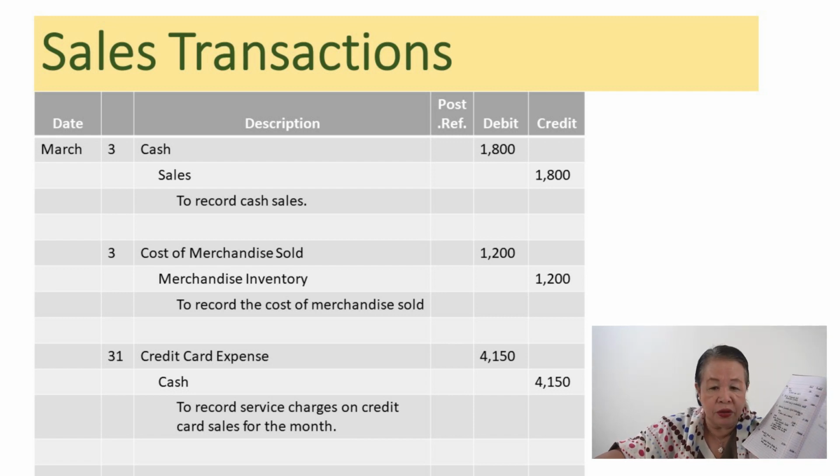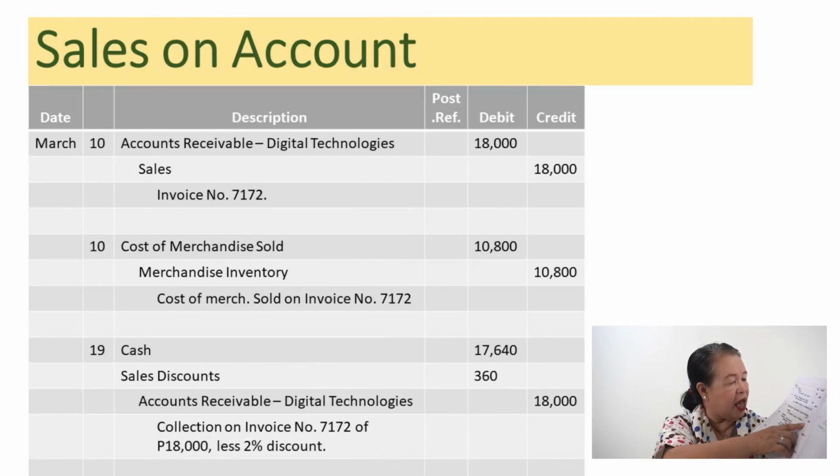Then meron pa tayong ibang transactions, no? Noong March 10, nag-sale tayo ng 18,000, no? So, we debit accounts receivable sa digital communication technologies na 18,000 and then we credit sales ng 18,000 to record sales on account kasi pautang. And how much is the cost of goods sold noon? 10,800, no? Ayun ang cost of merchandise sold niya.